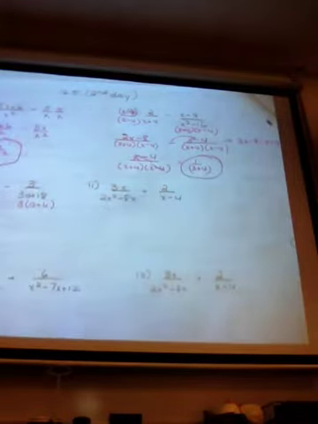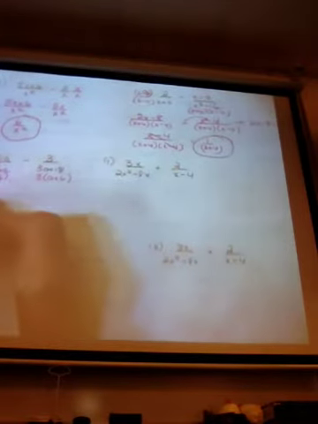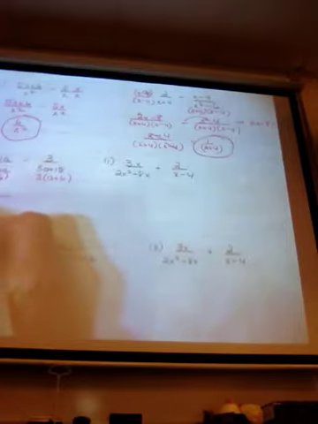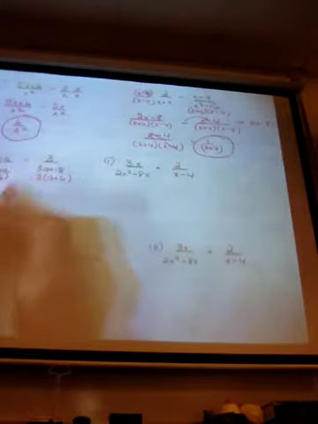And what would this one be? 3a plus 5. So, what do you think our common denominator would be, Matthew? 3a brackets a plus 6. You have to have the 3, the a, and the a plus 6.